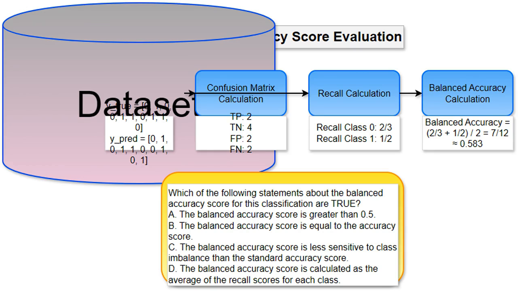This shows the actual and predicted labels. For 10 data points, each number represents a data point's class. 0 means negative, and 1 means positive. I'll use these values to calculate the model's performance metrics.